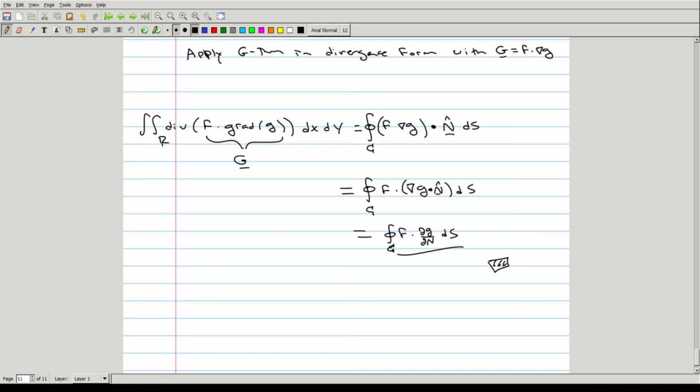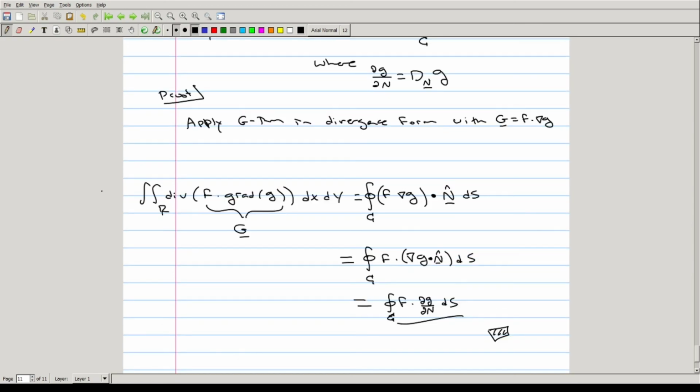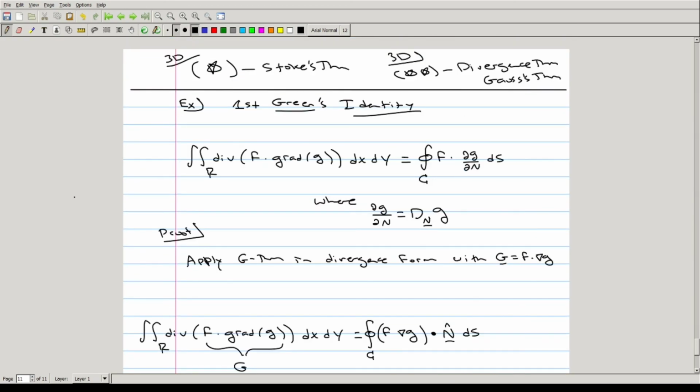So what you might be interested in doing, and what I recommend doing, is going through and checking Green's other identities for yourself. It'd be a very good, useful practice tool. So look at the second identities and the third identities and see if you can use Green's theorem to prove these identities.